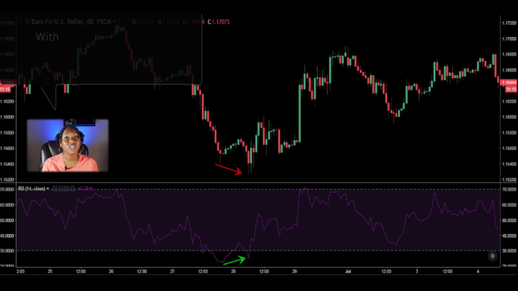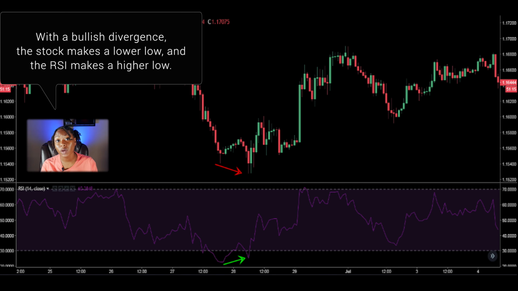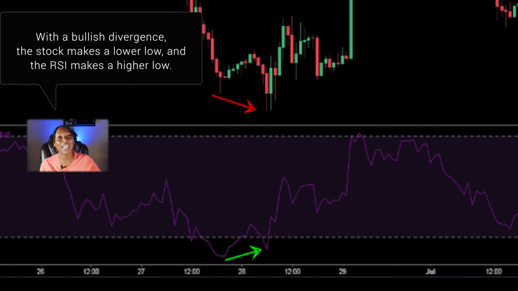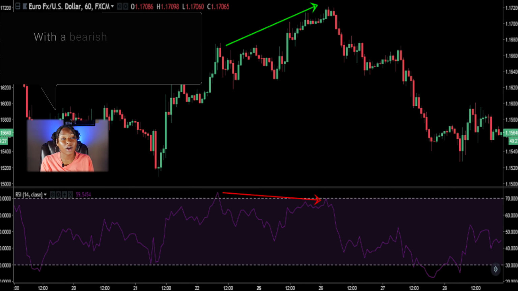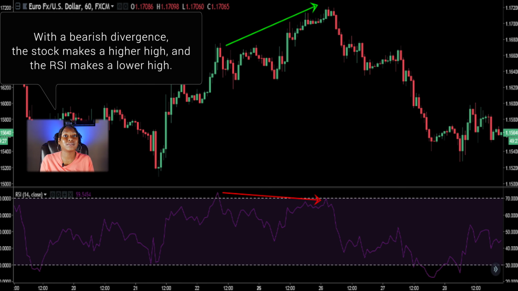With a bullish divergence, the stock makes a lower low and the RSI is making a higher low. So the stock price is dropping, but the RSI is actually increasing. And on the opposite of that, with a bearish divergence, the stock is making higher highs and the RSI is making lower highs. So it's dropping and the stock is going up. Okay. So what this is telling us is that our momentum for this trend is weakening and we're probably going to have a change in direction.